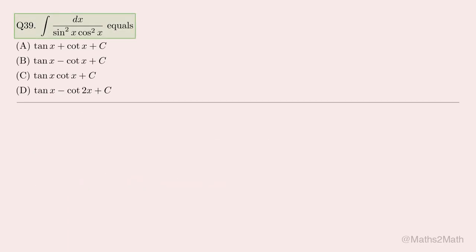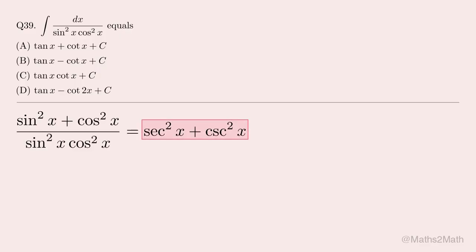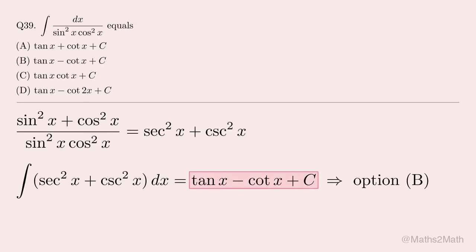Question 39, the final one, multiple choice. 1 over sine squared cosine squared. Split the 1 into sine squared plus cosine squared. Writing 1 as sine squared plus cosine squared splits the integrand into secant squared plus cosecant squared. Integrate tangent minus cotangent. Option B.